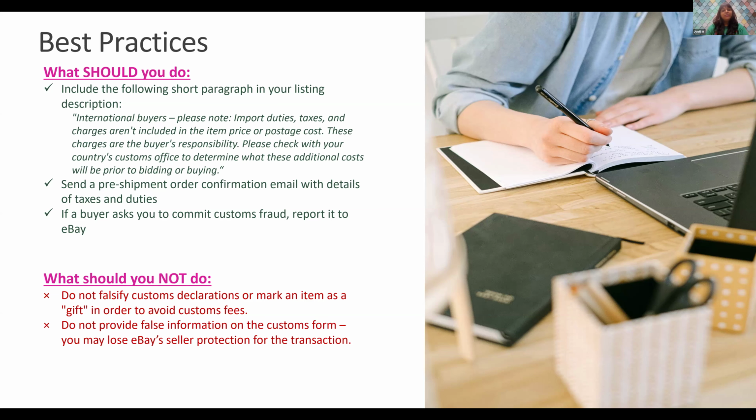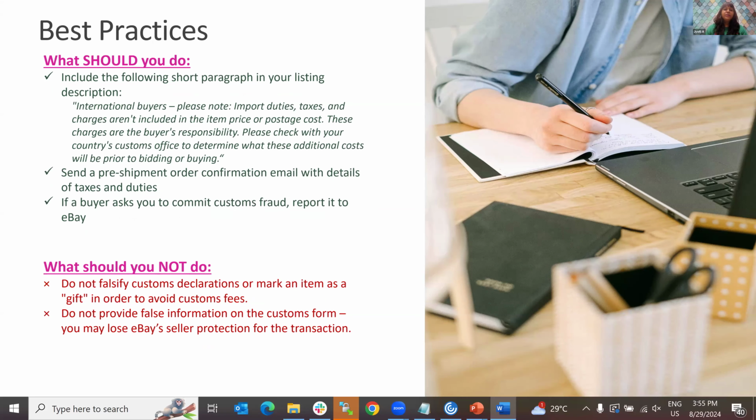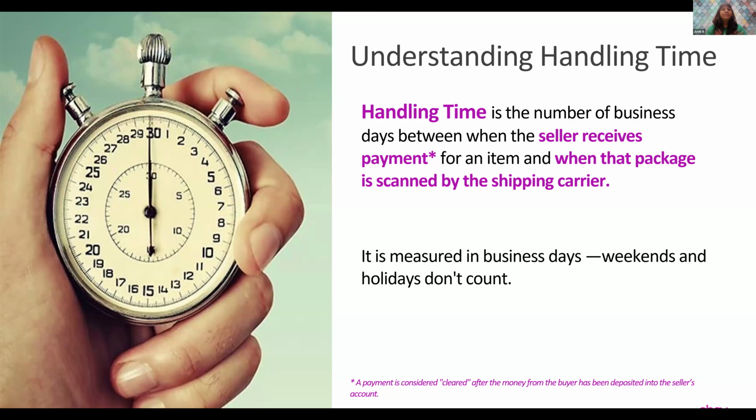The next factor that impacts your order management is understanding handling time. Handling time is the number of business days between which you receive the payment for an item, that is the confirmation of the payment, and when your package is scanned by your logistic partner. It does not mean when you have shipped the item from your end. Rather, it means when did the item move out from the site of the logistic partner and is now out for delivery.